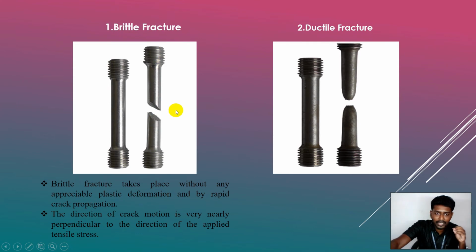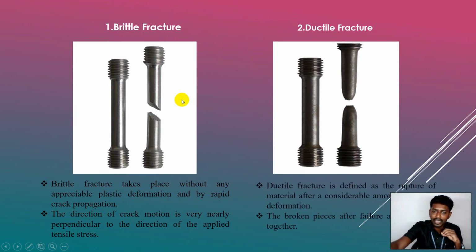On the other hand, I can say ductile fracture happens in the material with a considerable amount of plastic deformation. That's why you can see there is a reduction in area. Correct, there is a reduction in area. And also the broken pieces, these are the broken pieces.